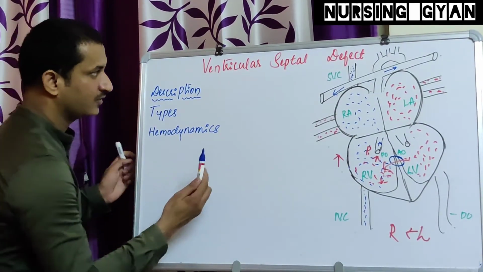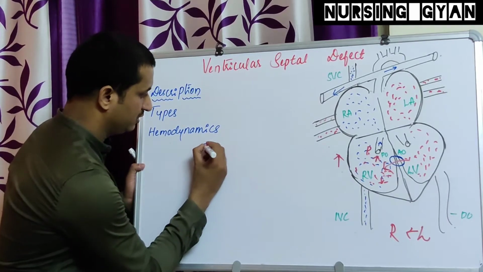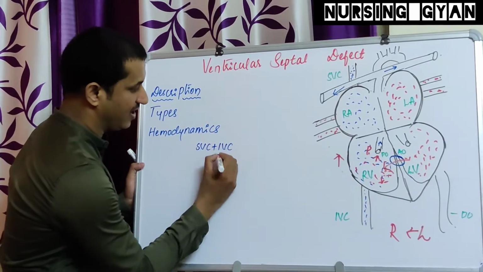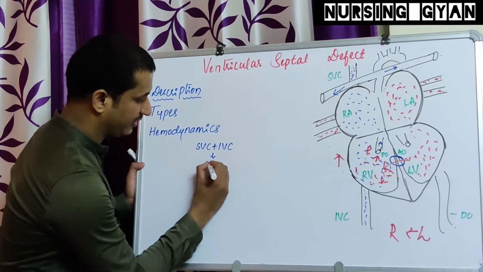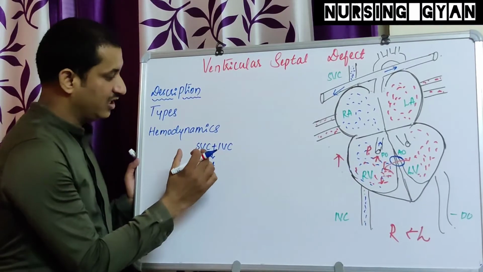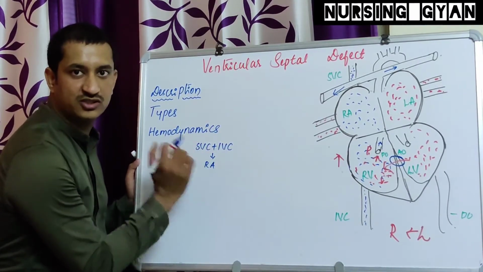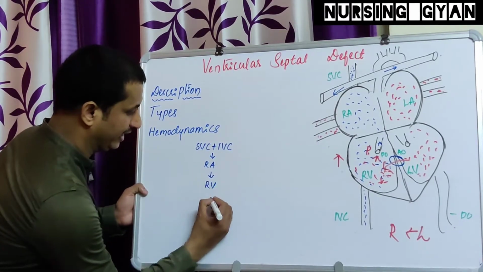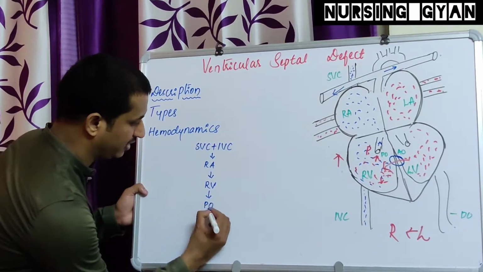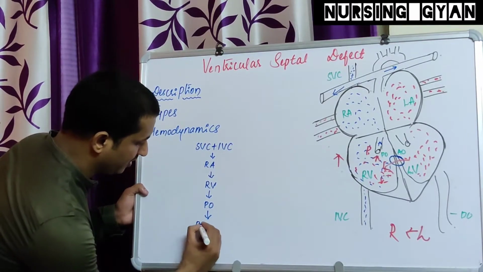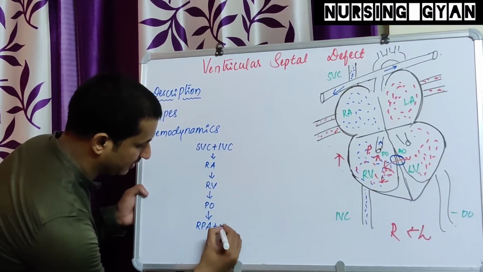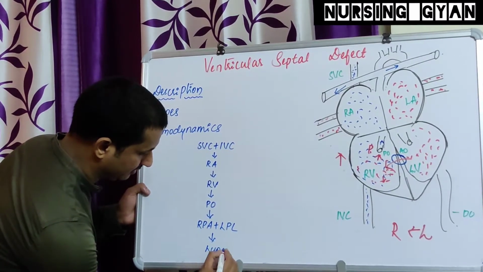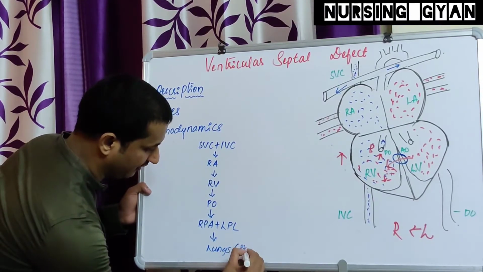First one is the blood from superior vena cava plus inferior vena cava, it will go to the right atrium. I am writing this in blue because this is deoxygenated blood. And from right atrium, blood will go to the right ventricle. From right ventricle, blood will go to the pulmonary opening. Through pulmonary opening, from right pulmonary artery plus left pulmonary artery, it will go to the lungs. It may be the right or left lung.